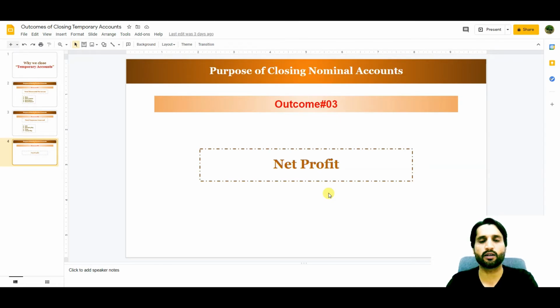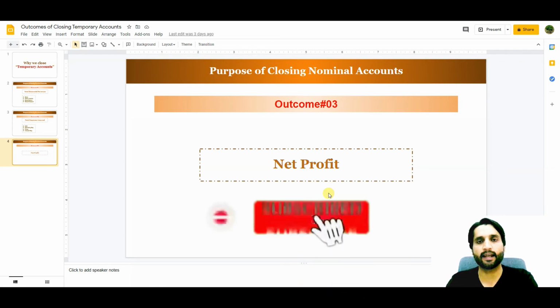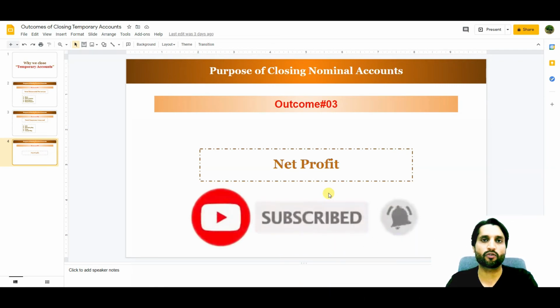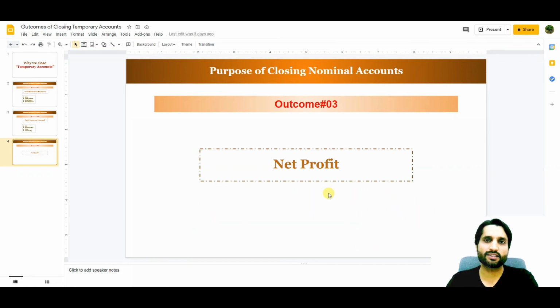How will we calculate our net profit if we don't have our total revenues after closing the temporary accounts and the total expenses after closing the temporary account of expenses? So this is the main concept: we are closing our nominal or temporary accounts in accounting to get the total revenues, to get the total expenses, and after that to get the net profit. Sales minus expenses will be our net profit. So this is the concept.